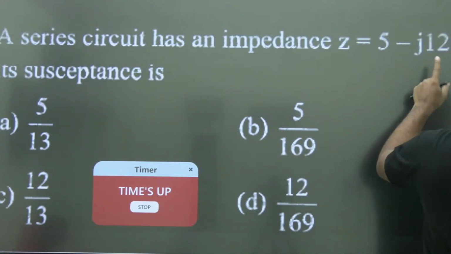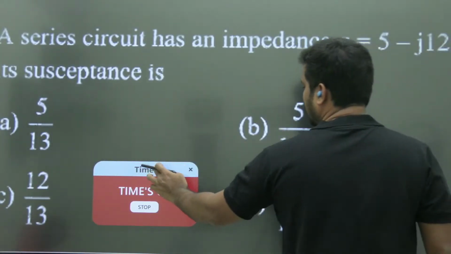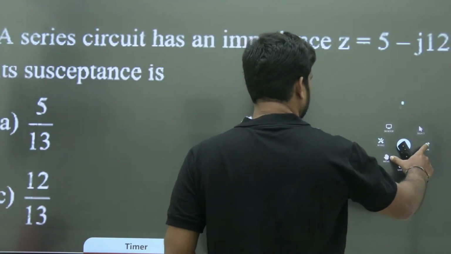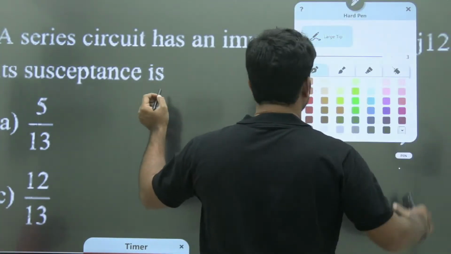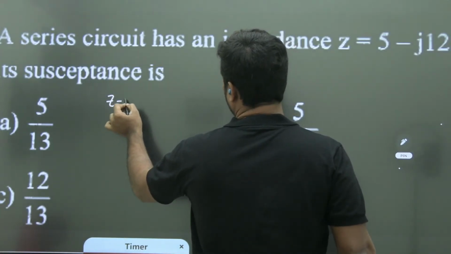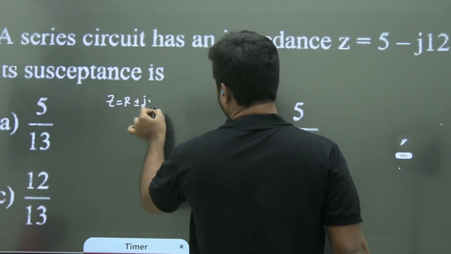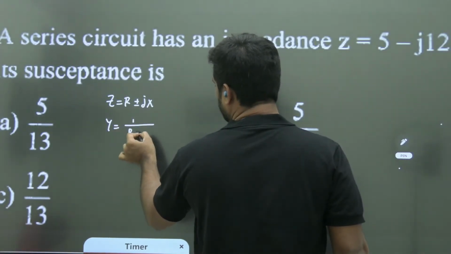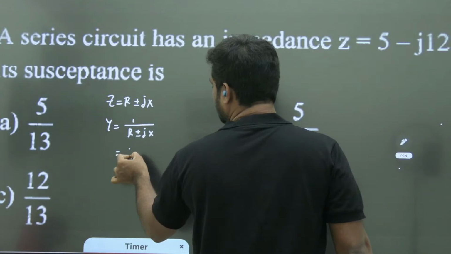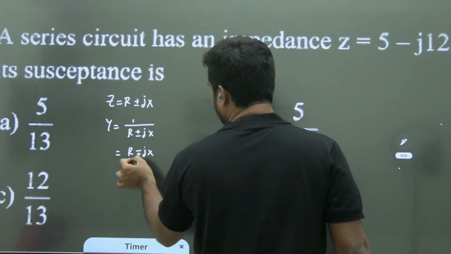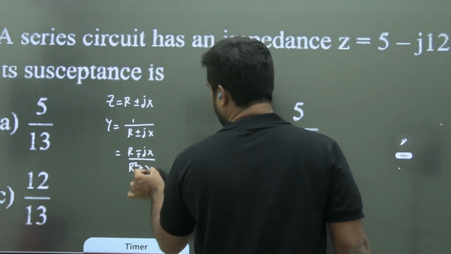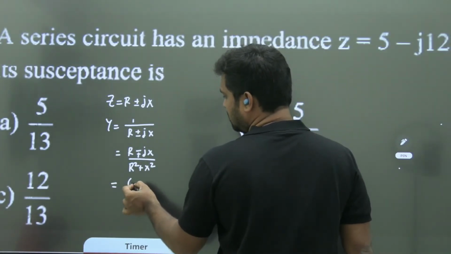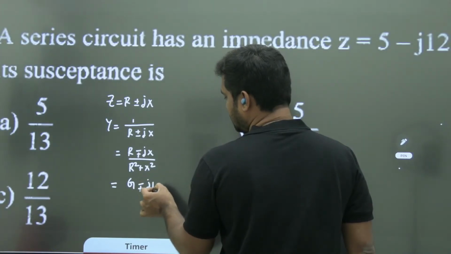Firstly, don't think... Z equal to R plus jX, Y equal to 1 by R plus jX. So it is R minus jX by R square plus X square. Okay, so this can be written as G minus jB.